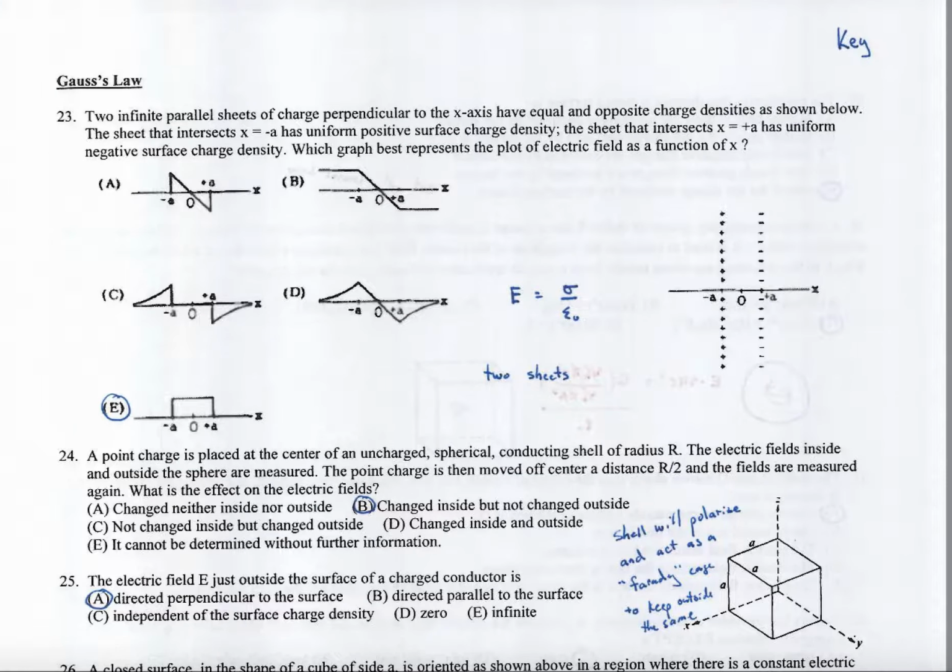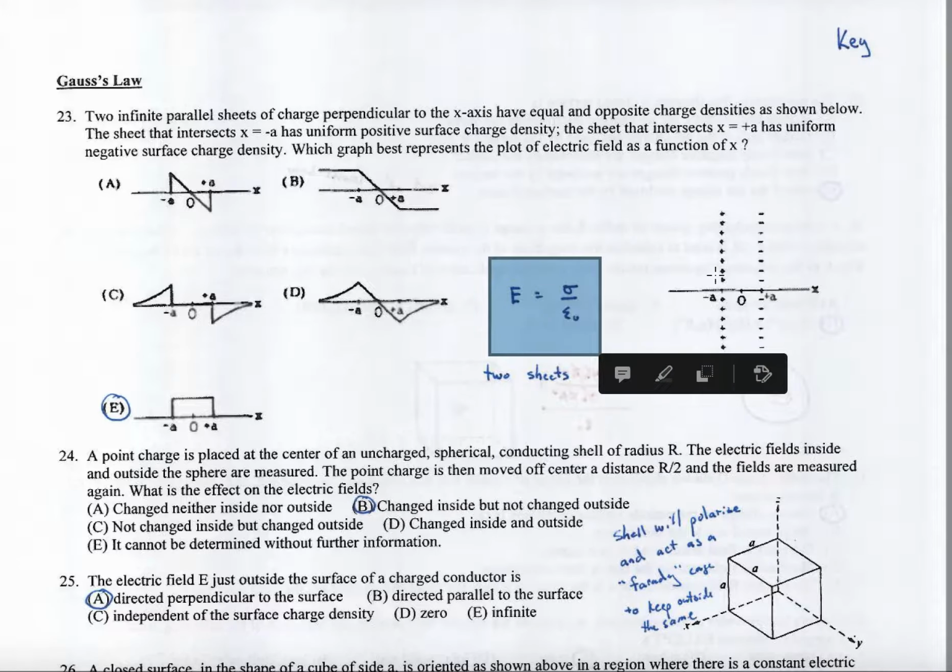Gauss's law stuff. All right, two infinite parallel sheets are charged. Which graph best represents the plot of electric field as a function of x? Okay, so one thing we need to know is that when you have the electric field inside of two sheets, remember, the electric field due to an infinite sheet is sigma over 2 epsilon naught.